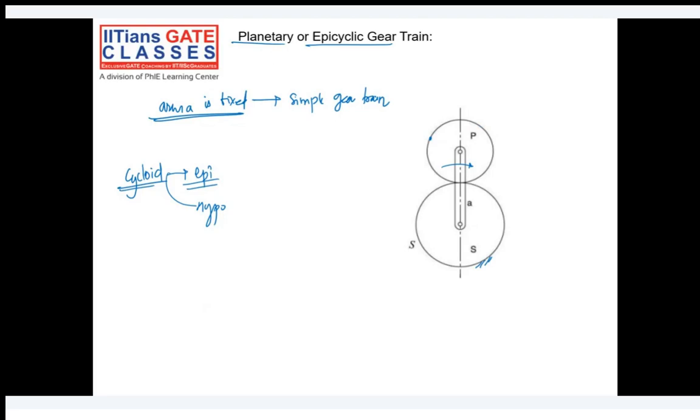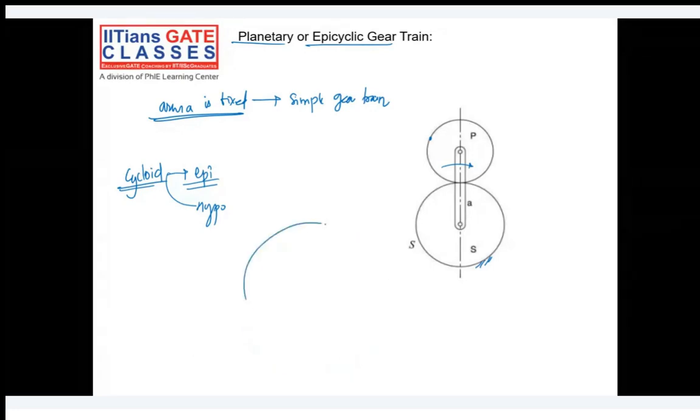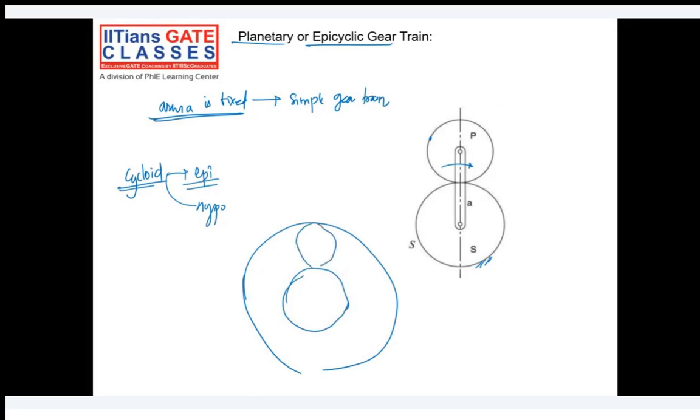So this is one possible case. Another possible case is, let's say, this fixed gear is outside. This is also a possible case. We have three gears. Let's say this is a fixed gear, and this arm, and this is the sun and planet. In this case, if you trace a curve on this point, it will create a hypocycloid. So it will also create a hypocycloidal curve.